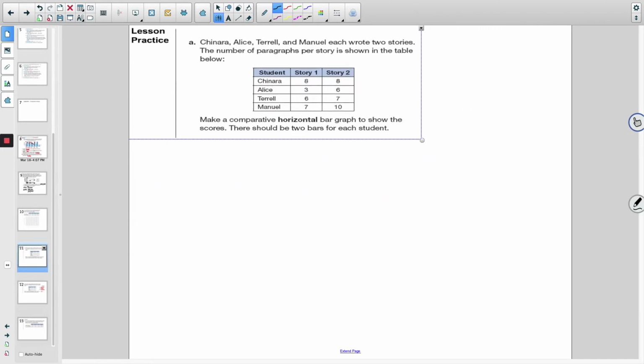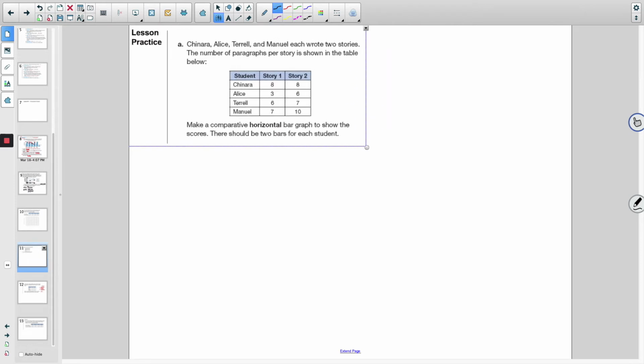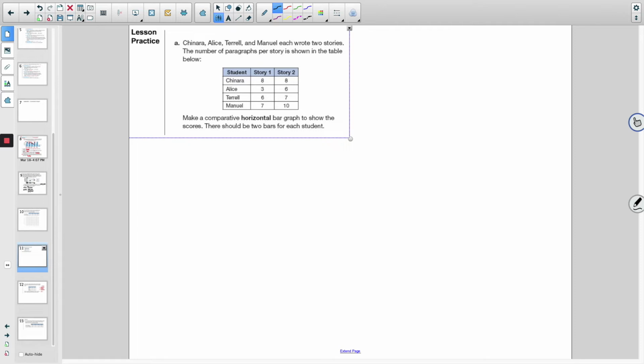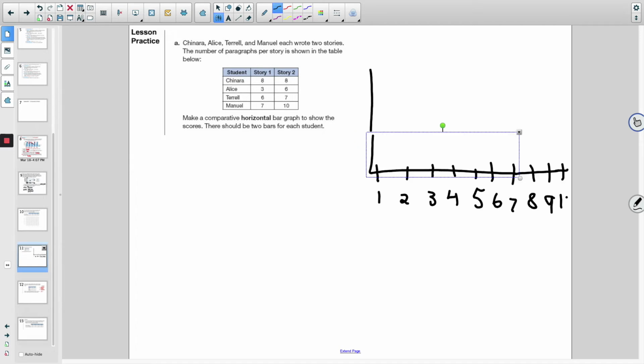All right, so I'm going to kind of move this out of the way a little bit so I can have a little more space to work with. Now to make my double bar graph, that's going to be horizontal, I'm going to have it like this here, and then along the bottom I'll put the stories, 10. All right, so that would be the number of stories, and then I'll label on the left their names.